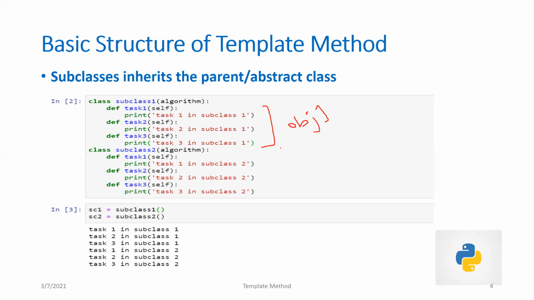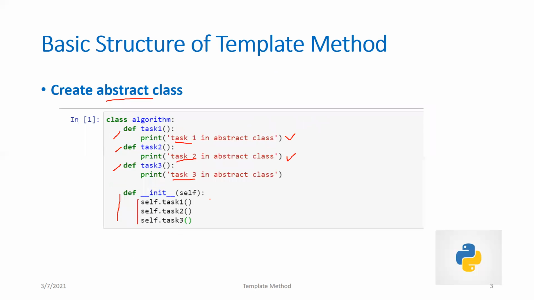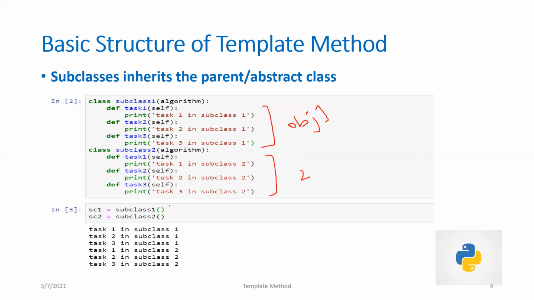If another object, object two, is created in this subclass and it has only a few of them, then I can call them in that order. So I have the freedom to choose in which order they will arise. Also, I can call the combined method, and all the sequential methods will be followed by that object. So at the end, I created two objects, SC1 and SC2. SC1 belongs to subclass 1 and SC2 belongs to subclass 2.